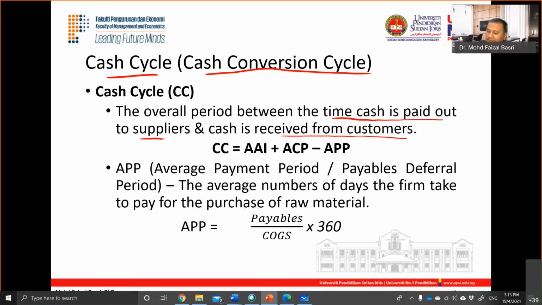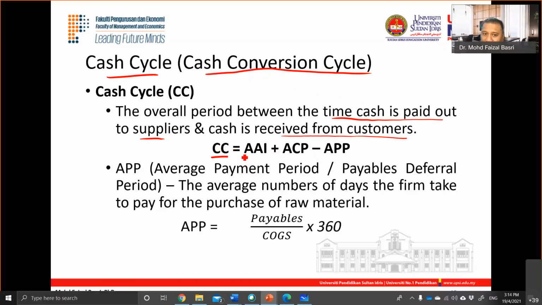Obviously, as a business, we want our cash cycle to be as short as possible. Meaning, we pay the supplier today, then we want to either produce or sell our goods to our customers, and then we receive the payment back from our customers. That is the total cash cycle. So in short, the cash cycle, or CC, can be found using this simple formula, using these three items.